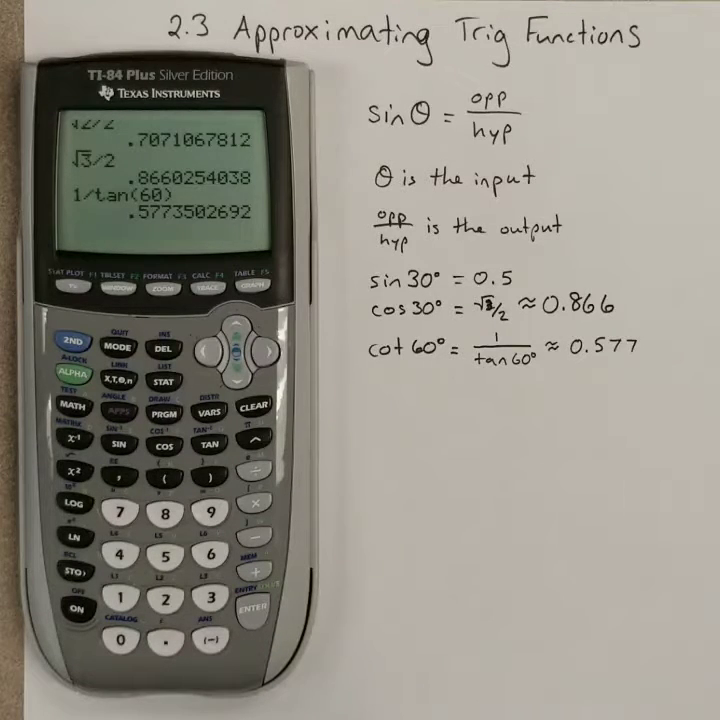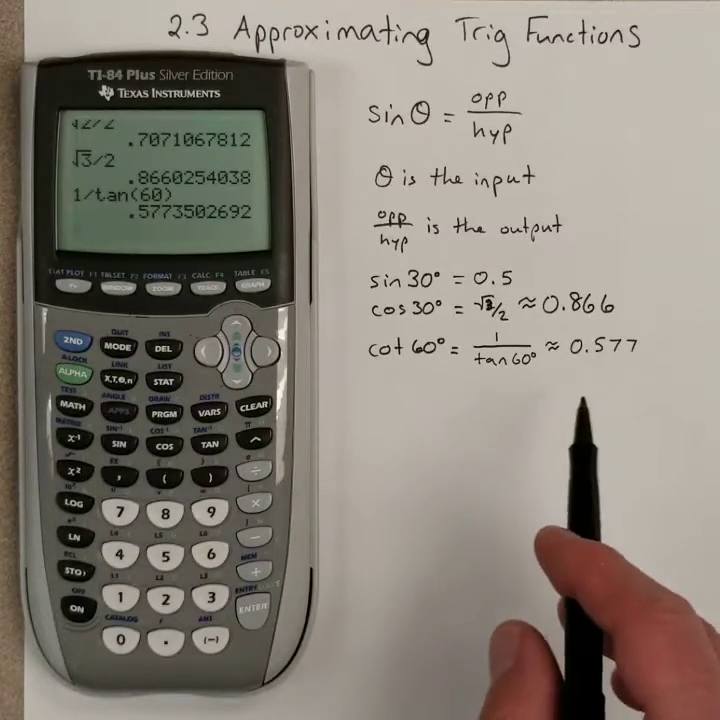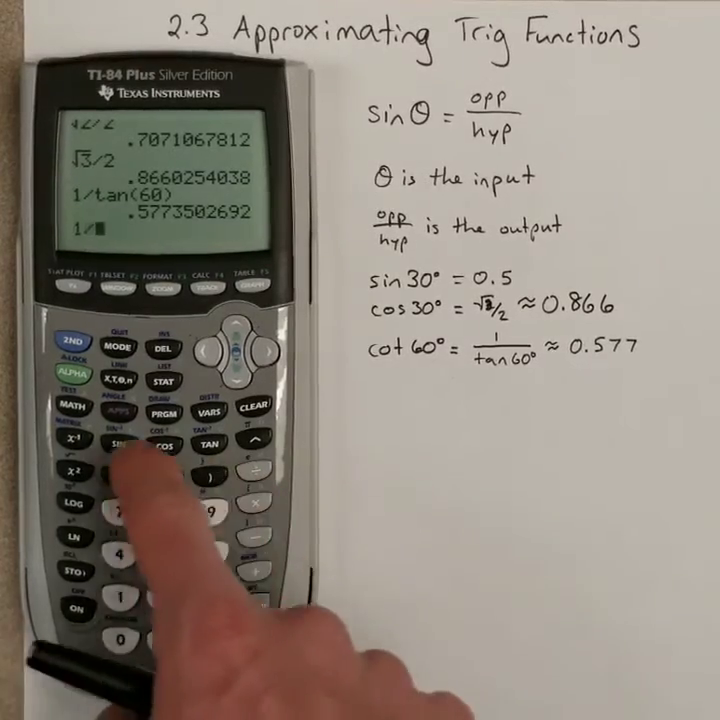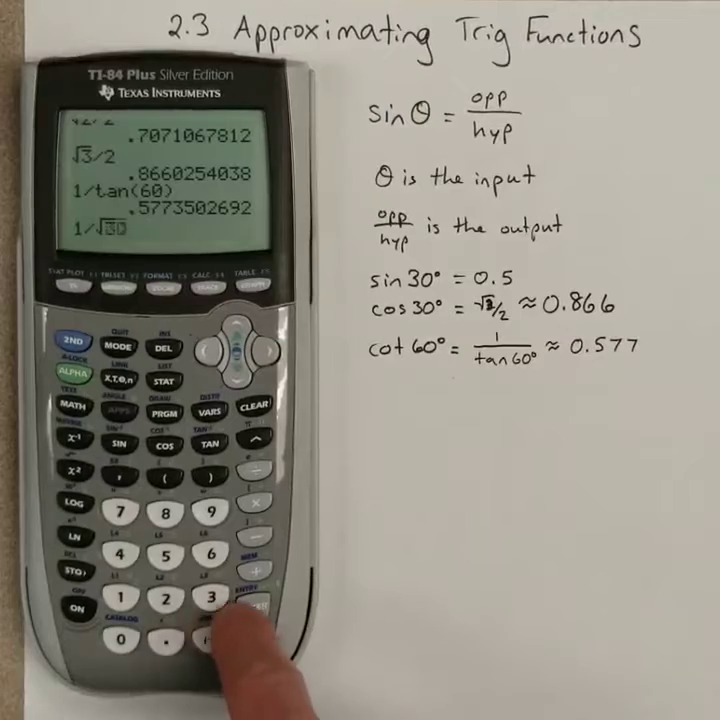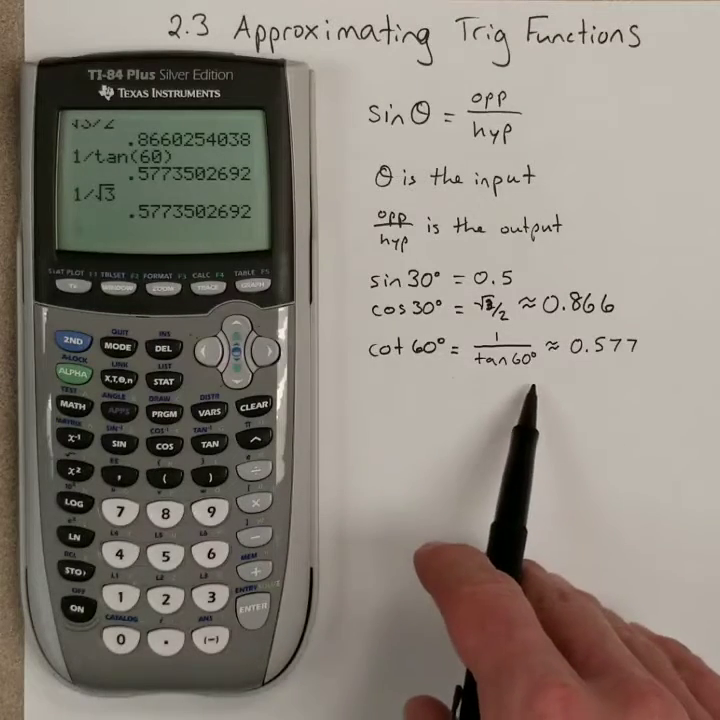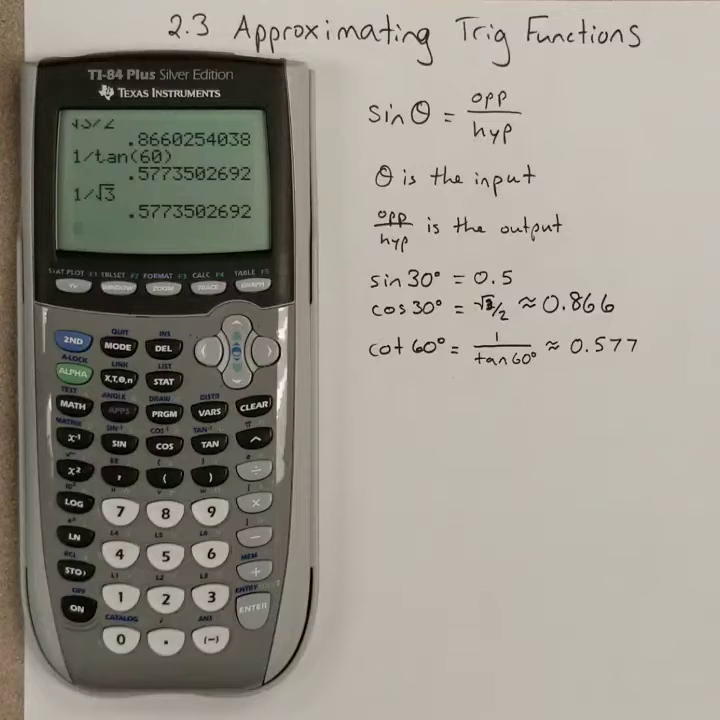And then let's see, the tangent of 60, and that should be, is that 1 over root 3? Just to check here. Yes, sir. Okay, 1 over root 3 it is. So the tangent of 60 is the square root of 3, so cotangent would be 1 over the square root of 3, and that does work out to 0.577.